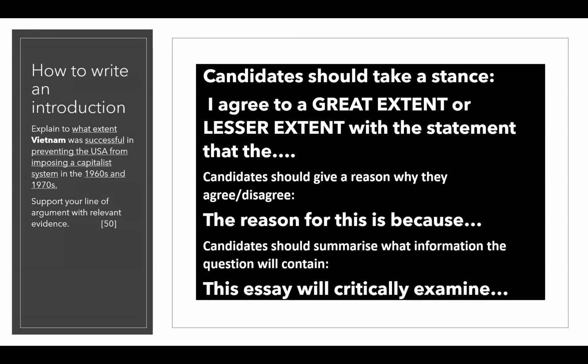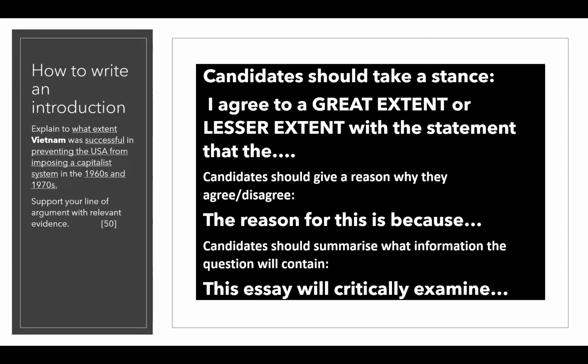Right, so here we go, how to write an introduction. I'm going to use this essay question as a basis, but you could get many other different kinds of questions. This question is just a base, like I said. So: explain to what extent Vietnam was successful in preventing the USA from imposing a capitalist system in the 1960s and the 1970s. Support your line of argument with relevant evidence.